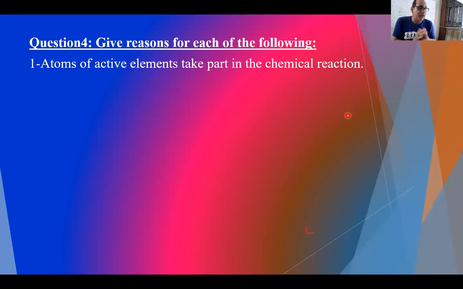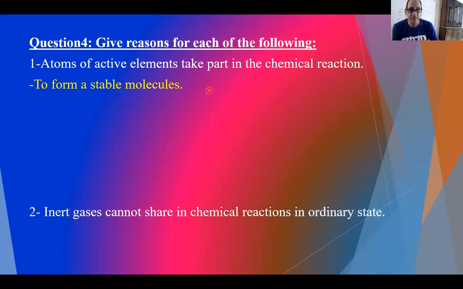Because the outermost energy level is not completed with electrons. So they are searching for what? For their stability by completing the energy level with electrons. So here, to form a stable molecule, it means that the energy level must be completed, the outermost completed with electrons.